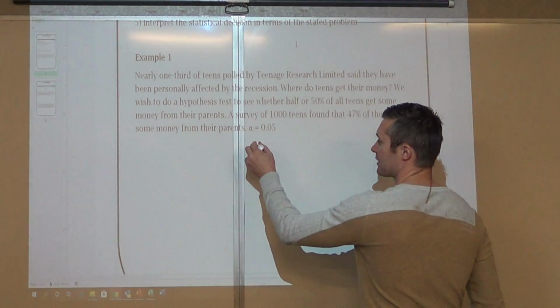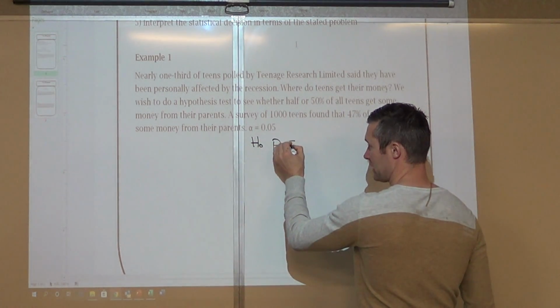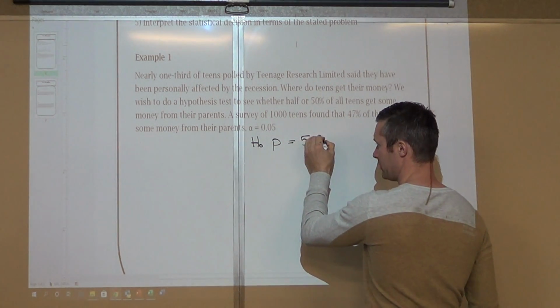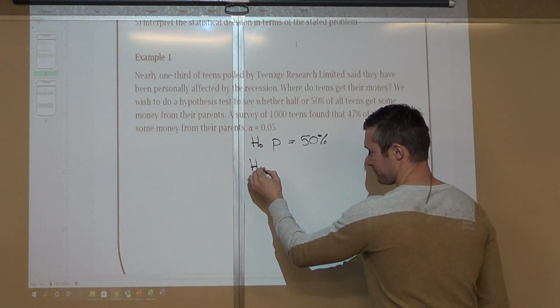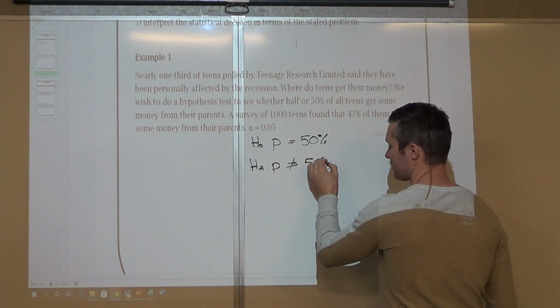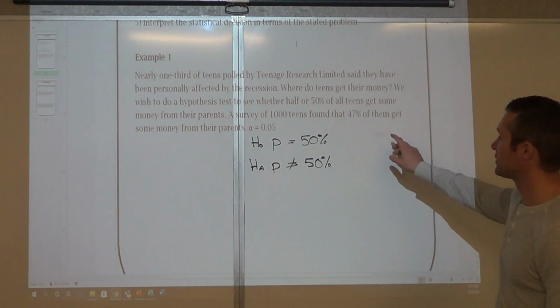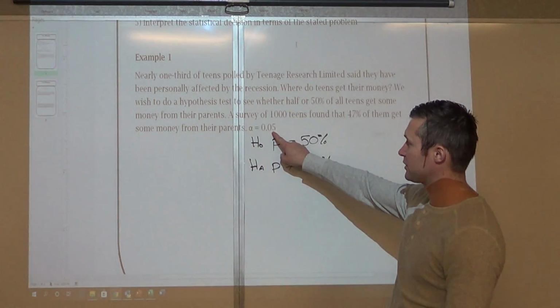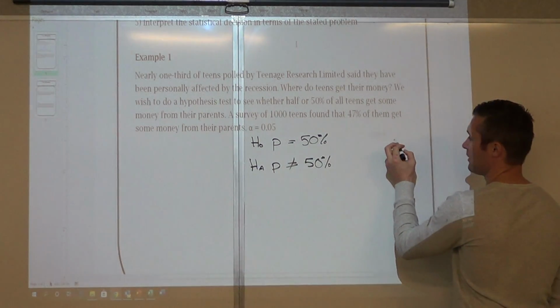So that tells me right there our null will be our proportion equals 50%. You could say 50% or 0.5, either way. So our alternative will be that they don't get 50%. So we'll go through that. Next thing is, they say it's an alpha value of 0.05. Because it's a two-tailed test, we're going to have to divide by 2.